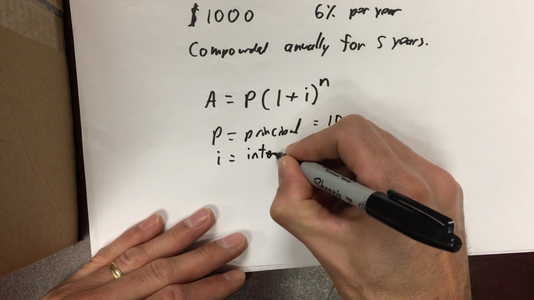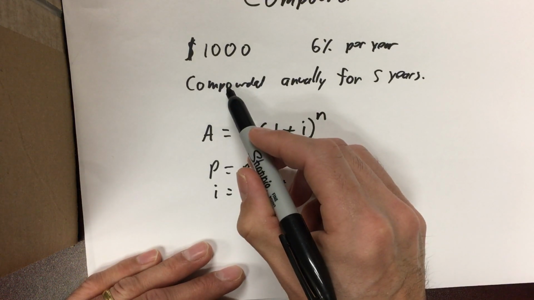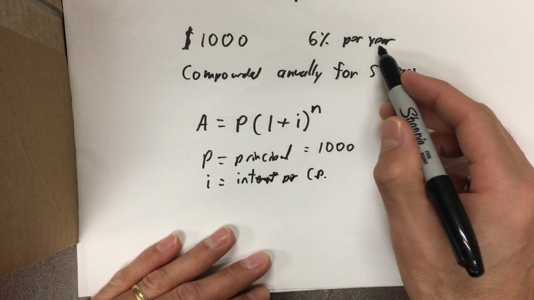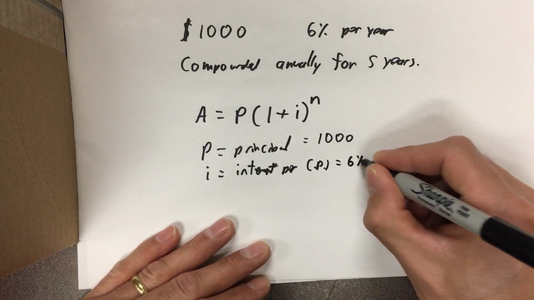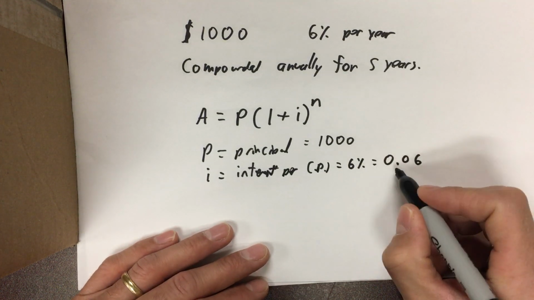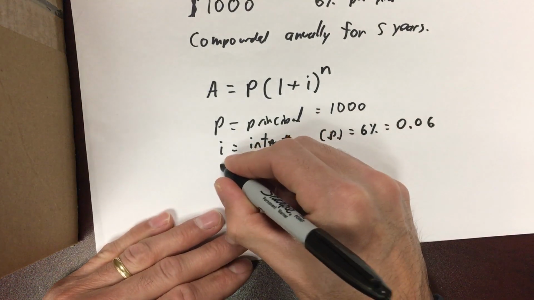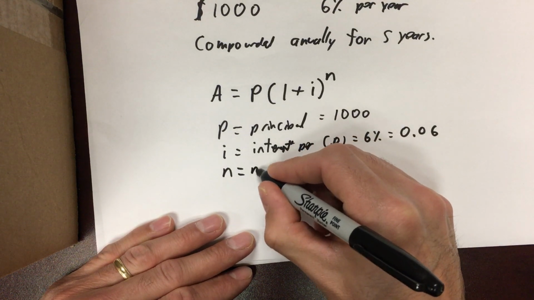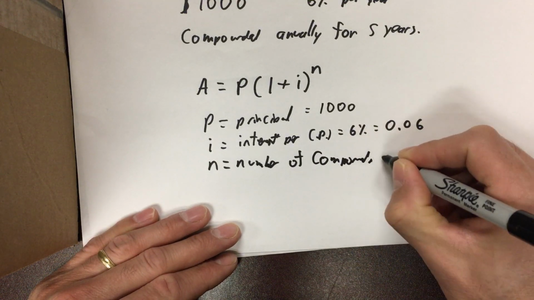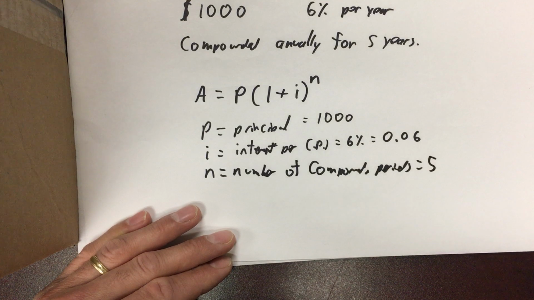I is the interest per compounding period. So if this is calculated every year, if it's compounded annually, 6% per year, that interest is 6%. Now remember, 6% is 0.06. And if you're not 100% sure on that, just take 6 and divide by 100 and you'll get 0.06. N is the number of compounding periods. So in this case, it's compounded once a year for 5 years, so you have 5 compounding periods.